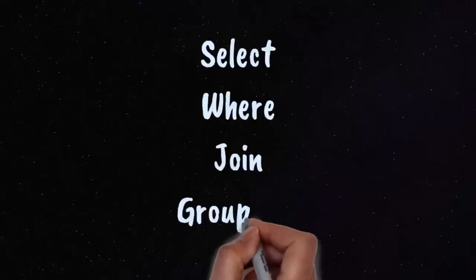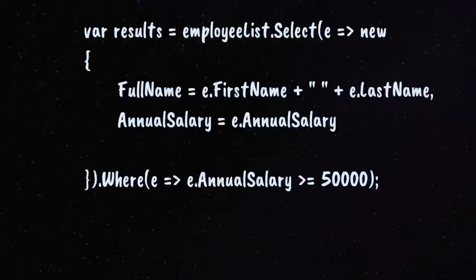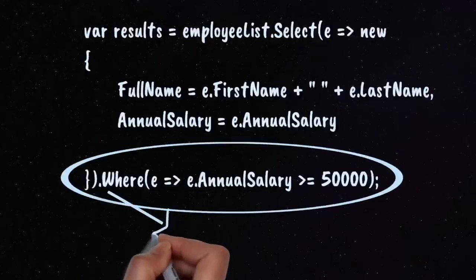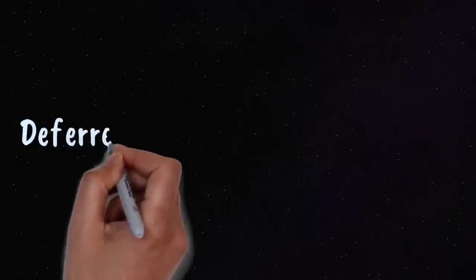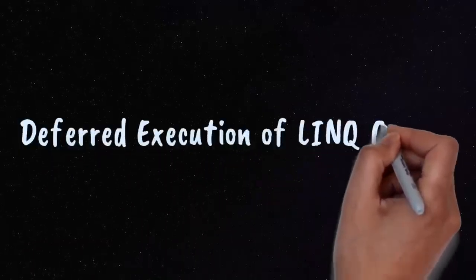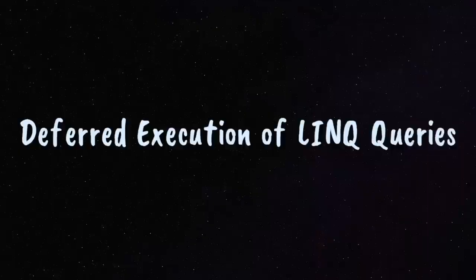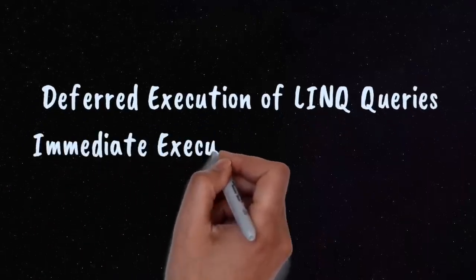and group join. We'll discuss what is meant by method chaining and demonstrate an example that makes use of method chaining in the context of a LINQ query. We'll look at what is meant by deferred execution of LINQ queries and what is meant by immediate execution of LINQ queries. We'll discuss the inherent advantages of deferred execution in the context of LINQ.